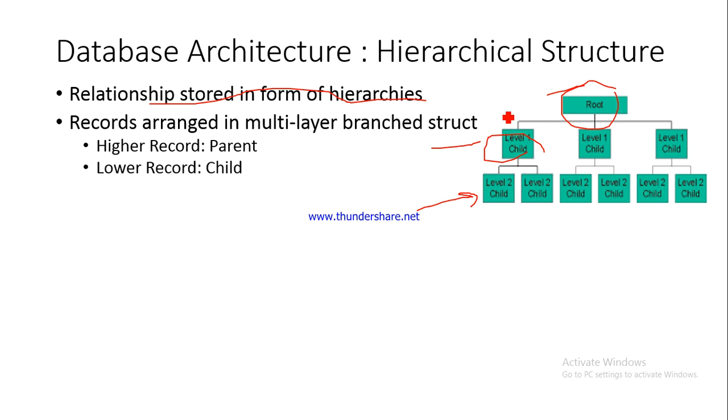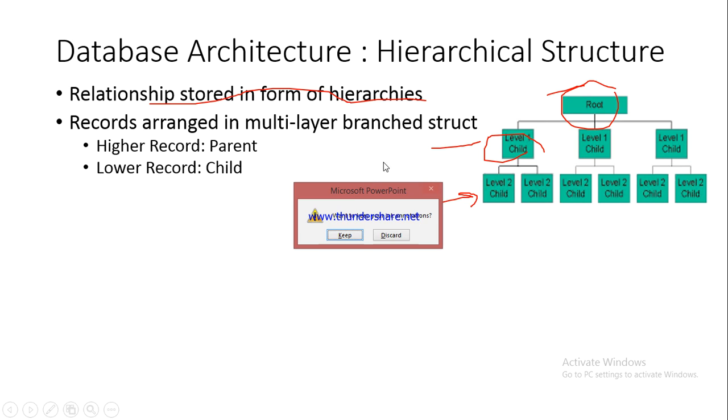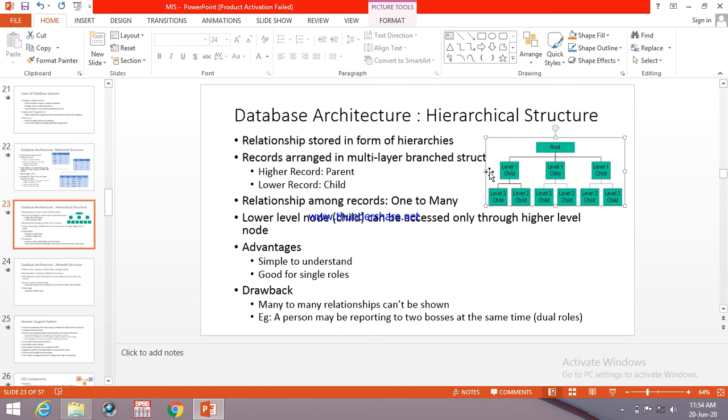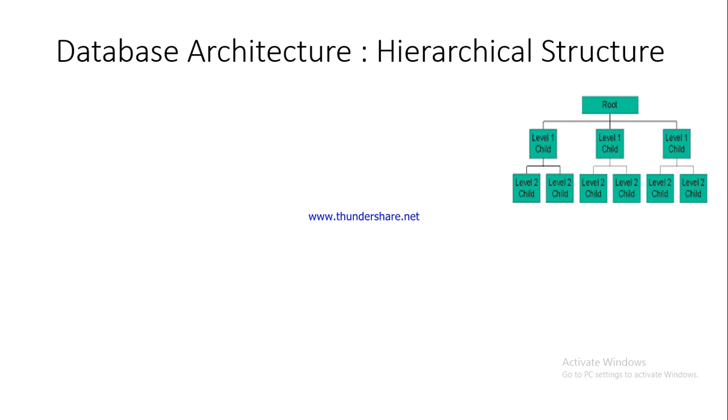Records are arranged in a multi-layer branch structure. So the records are being arranged in multi-layer structures, which would mean, if you can understand what it means here, see, the first layer is the root, right? Then we have the second layer here, the level 1 child, and the third level of the hierarchy here, which is known as the level 2 child, because the topmost is the root. So the second level in the hierarchy would be known as the level 1 child, right?